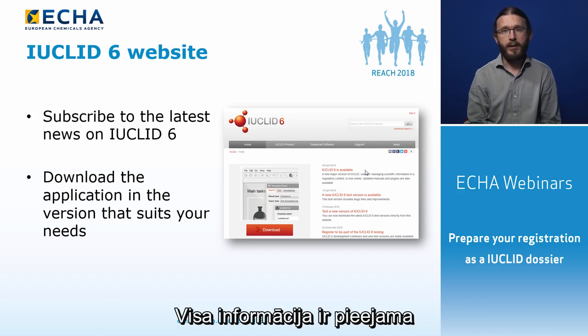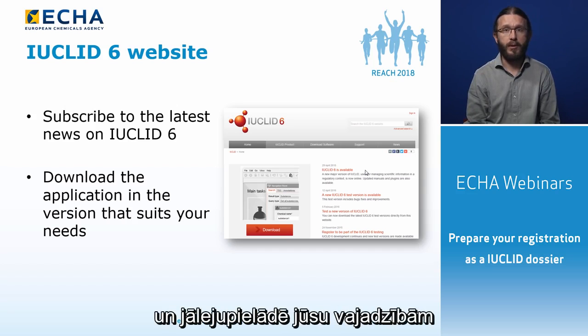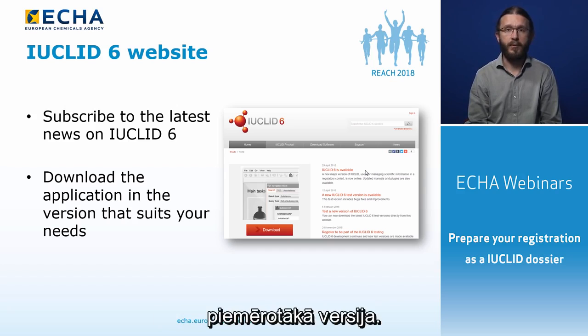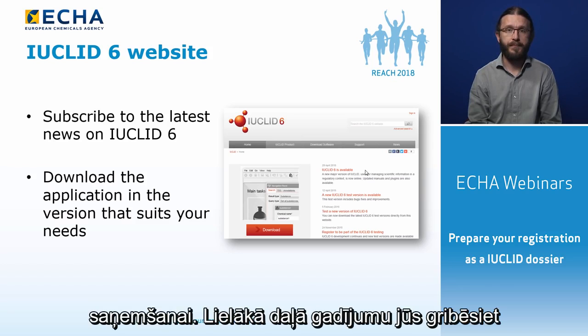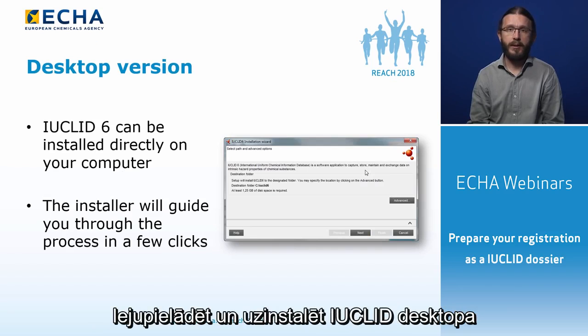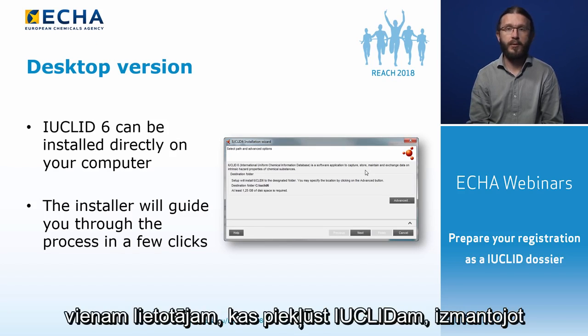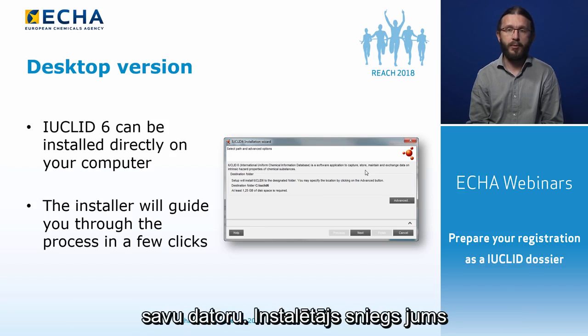All the information is available on the IUCLID 6 website. From there, you must create a user account in order to download the most appropriate version for your needs. Creating an account gives you the possibility to subscribe to news notifications. In most cases, you will want to download and install the desktop version of IUCLID. This version is for single users accessing IUCLID on their own computer.